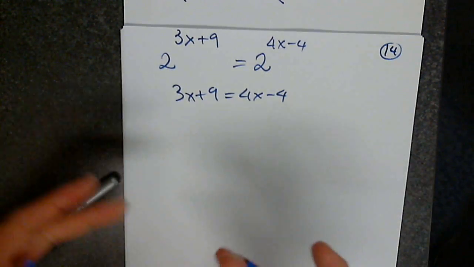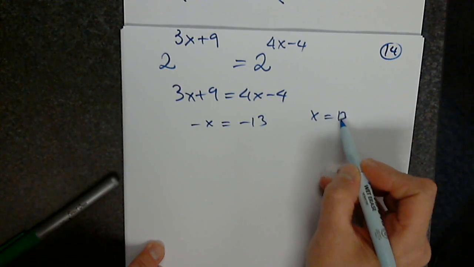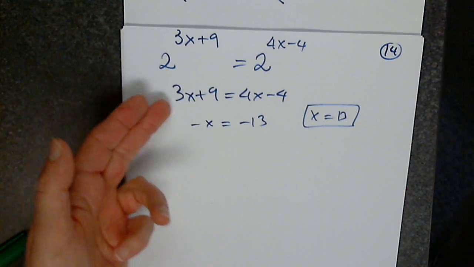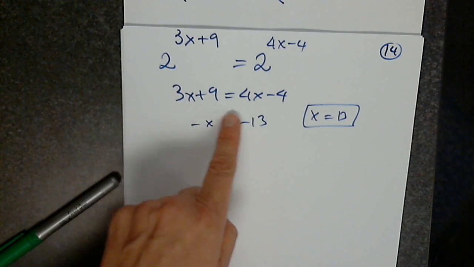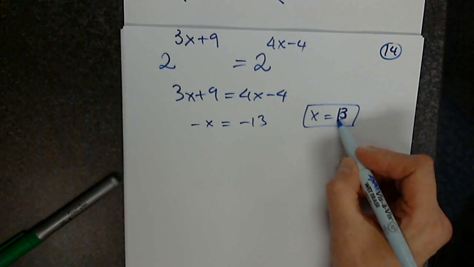This is linear. I move terms around. I can get negative x equals negative 13, so x equals 13. I moved 4x to the other side. 3x minus 4x is negative x, and I move positive 9, but it's negative. When I move it to the other side, I get negative 13, so x equals 13. Any questions?